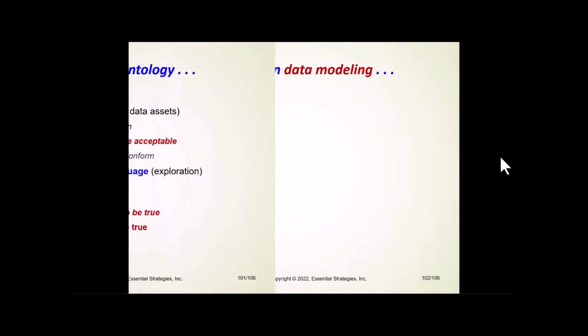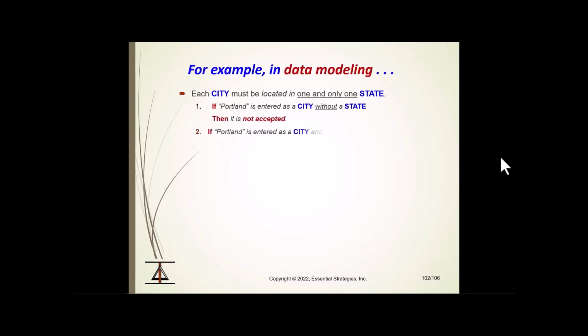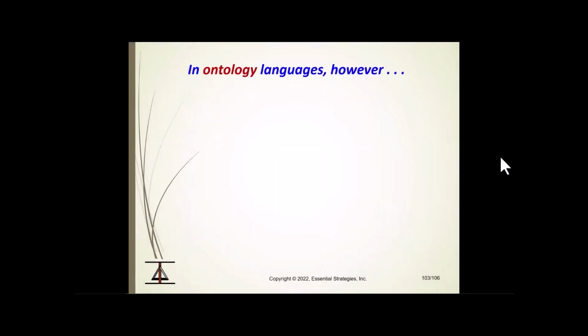For example, in data modeling, each city must be located in one and only one state. If Portland is entered as a city without a state, then it's not accepted. If Portland is entered as a city and linked to the state Maine, then that's great. Now, on the other hand, if Portland is entered as a city and is linked to the state Oregon, that's a problem.